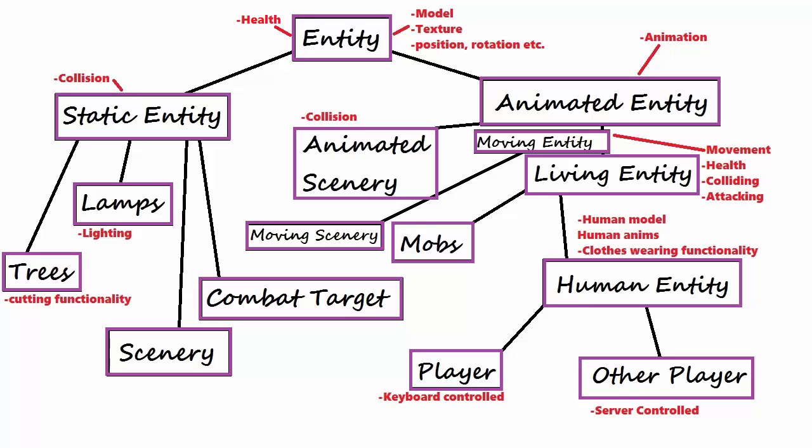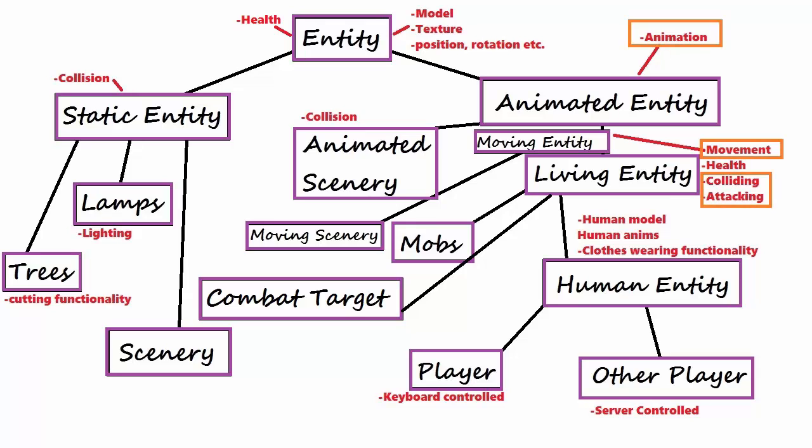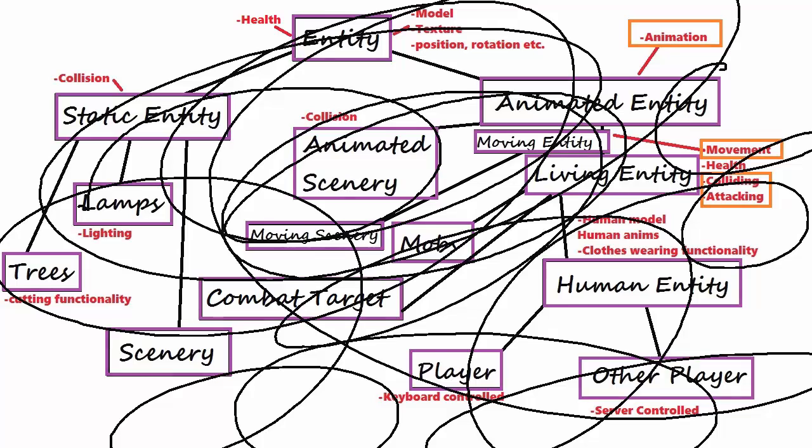The final option would be to make combat target extend living entity, which would give it access to the health bar functionality, but it would also give it access to the functionality to attack, collide, move and be animated, none of which would be needed. All in all, there was no right way to do it, so I had to scrap the whole system entirely.